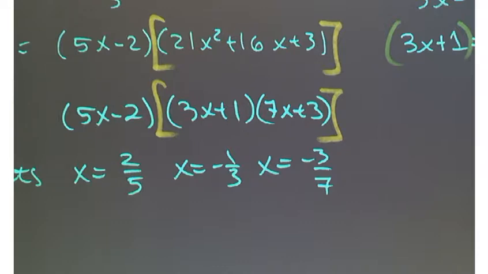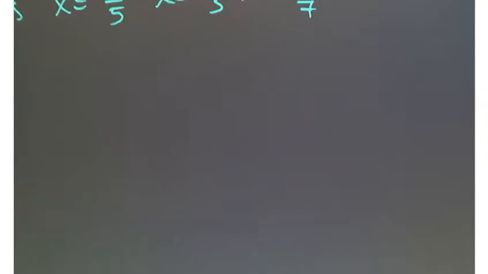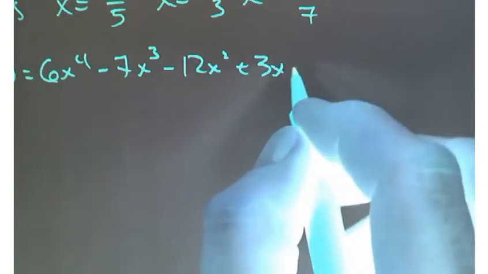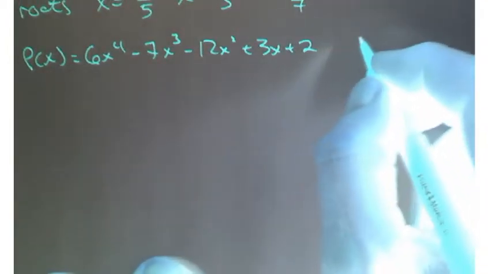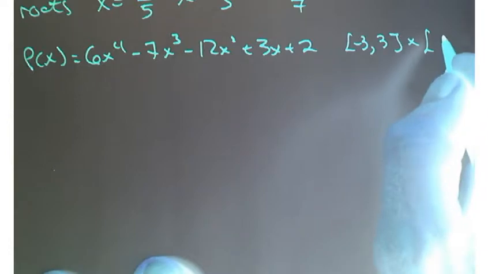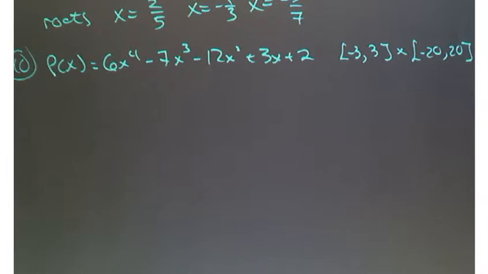Problem number 40. P of x is 6x to the 4th minus 7x cubed minus 12x squared plus 3x plus 2. And I think I've gone over this before in terms of my notation for a viewing window. Negative 3 to 3 by negative 20 to 20. That'd be a good viewing window. And let's actually graph this one on our graphing calculators.